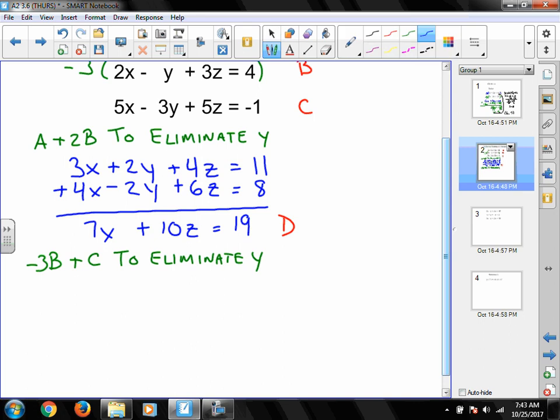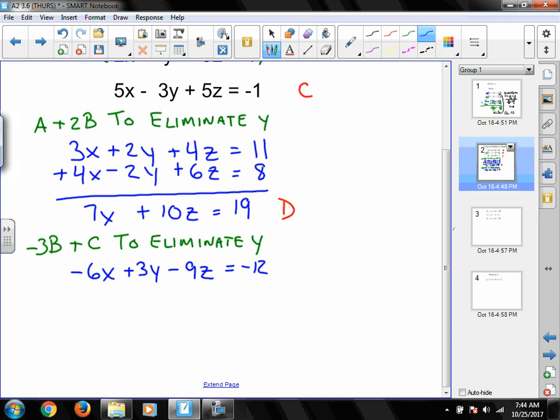When I multiply equation B by -3, I am going to get -6x plus 3y minus 9z, and that is going to be equal to -12. Okay, I've just multiplied that through, and I double check equation C. I don't change that, so I just copy that down into my problem. I add that to 5x minus 3y plus 5z equal to -1.